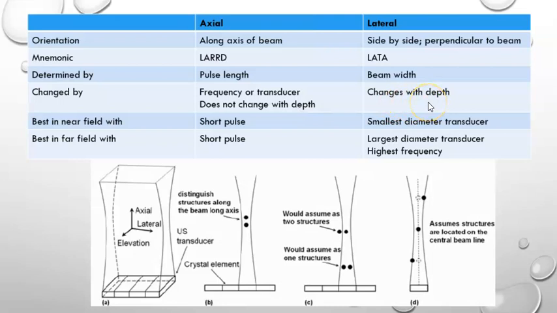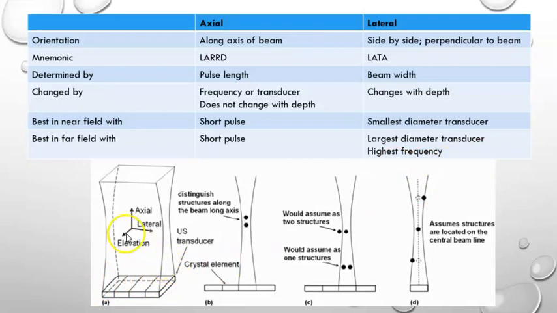Lateral resolution absolutely changes with depth. The beam shape changes with depth, so lateral resolution changes with depth. Axial resolution is best with a short pulse. Regardless of whether you're in the near field or the far field, the short pulse makes axial resolution better. Lateral resolution in the near field is best with a small diameter transducer, and in the far field it is best with a larger diameter transducer and the highest frequency you can use.